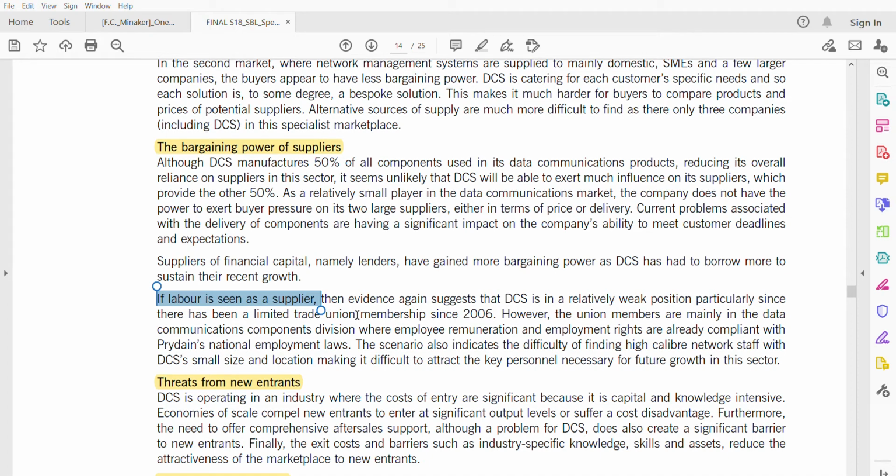Then evidence again suggests, right? They are not saying anything based on their own opinion. They are using facts. They are using evidence. You also have to use evidence. So then evidence again suggests that DCS is in a relatively weak position, particularly since there has been limited trade union membership since 2006.